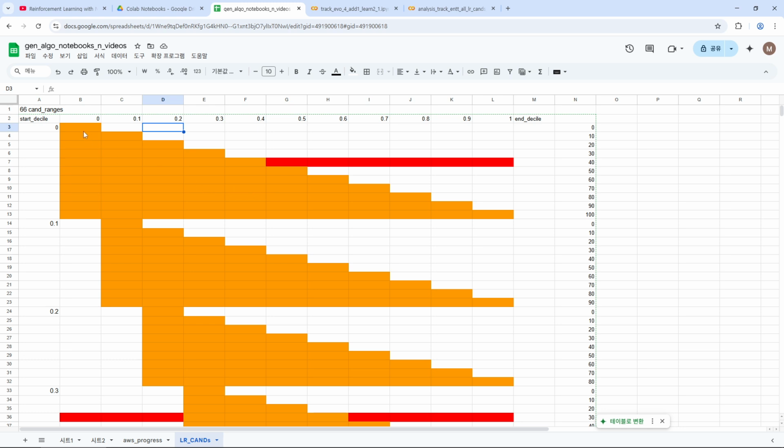So the orange cells are the deciles that are chosen. If 2 cells are orange, it means that 10% of the given world were chosen as candidates to learn. If 10 of them were chosen, it means that 90% of them were chosen. If 4 of them are orange, it means that 30% are chosen. So that's how it used to be.